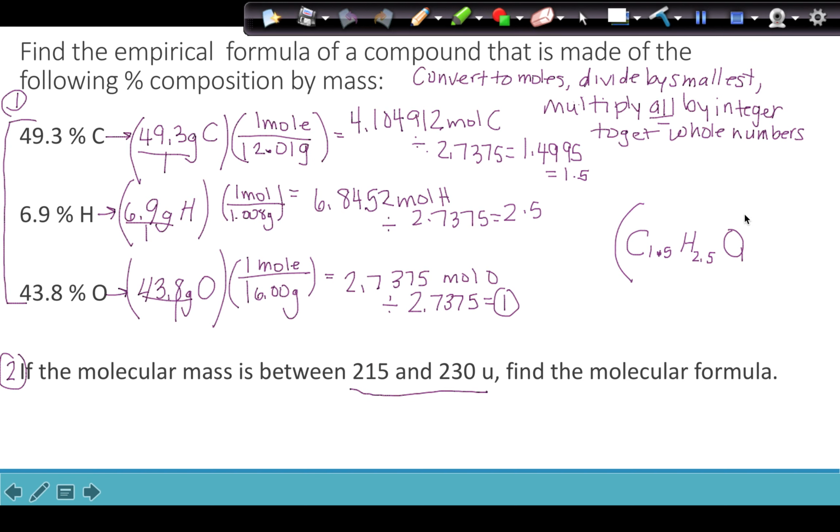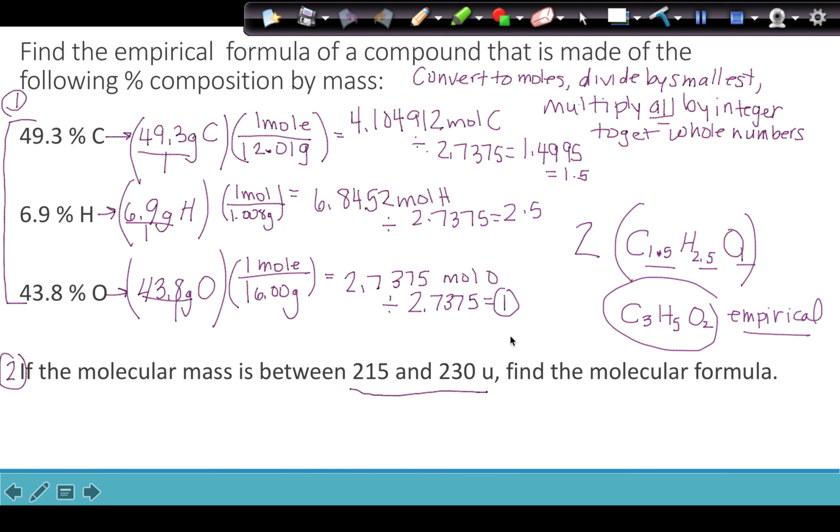And again, remember, we need to multiply out by some integer that is going to make all of these become whole numbers. And if I multiply by 2, I get C3, H5, O2. This is the empirical formula.